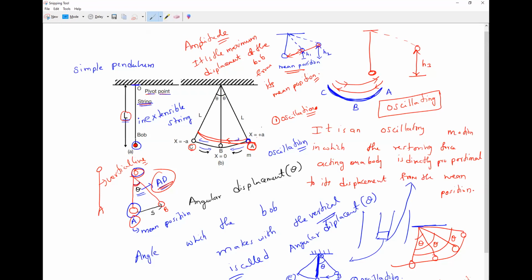Everybody, clear? Now, going from one extreme point to another extreme and coming back to the same point, we used to call it what, everybody? Oscillation. One oscillation. So, the time taken for completing one oscillation is only called the period, or simply the time period. So, time period means what, everybody? Time taken by the pendulum to complete how many oscillations?